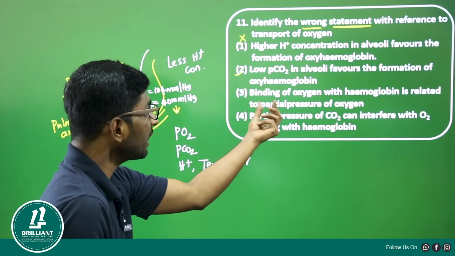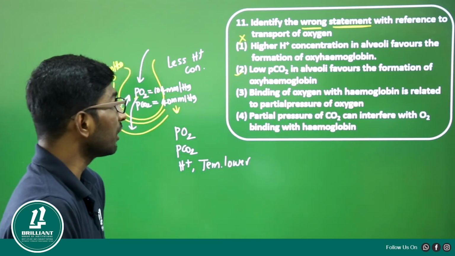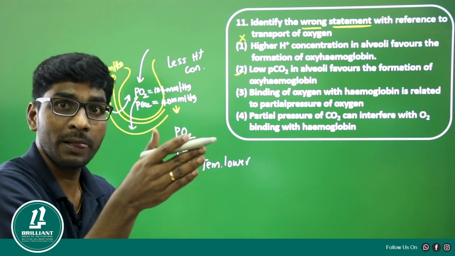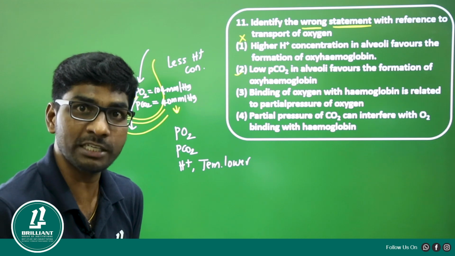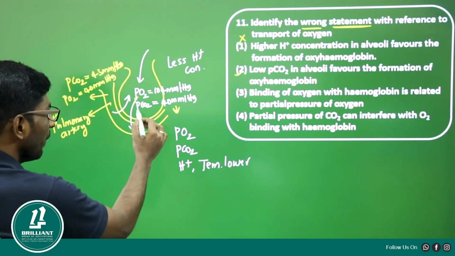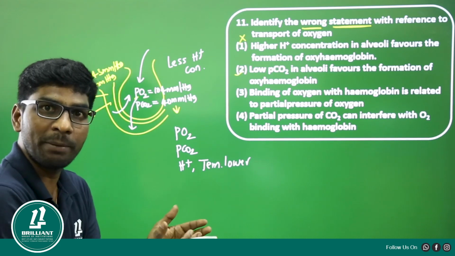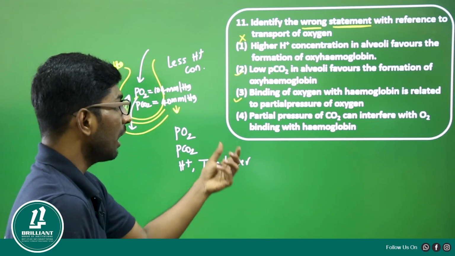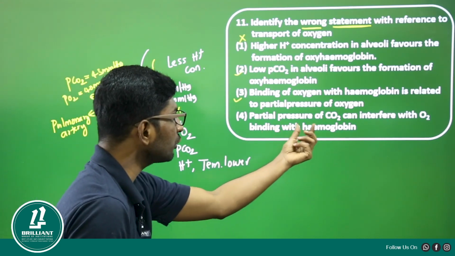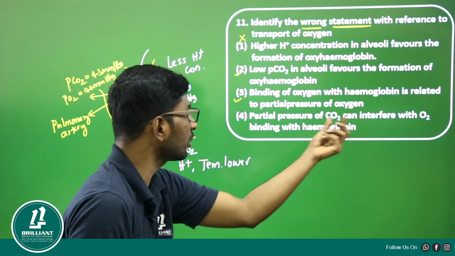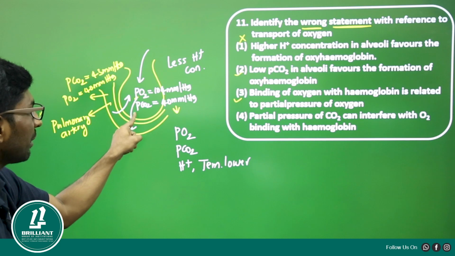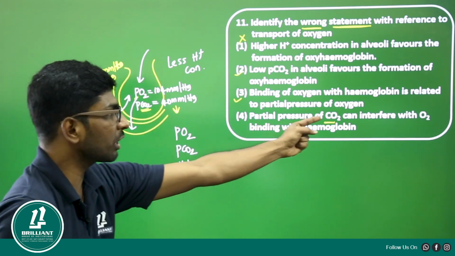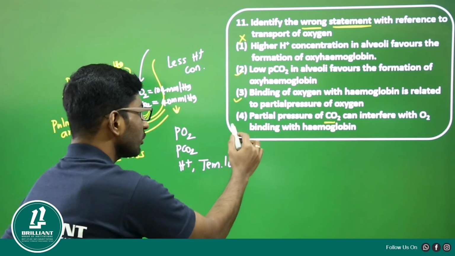Third option. Binding of oxygen with hemoglobin is related to partial pressure of oxygen. Yes, when partial pressure of oxygen is high, more binding of oxygen to the hemoglobin. Yes or no? Look at here. When the partial pressure of oxygen is high, more oxygen is diffused into the blood and it will bind with the hemoglobin. Right? So this statement also correct. Last, fourth option. Partial pressure of carbon dioxide can interfere with the oxygen binding with hemoglobin. Partial pressure of what? CO2, right? So this statement also correct.